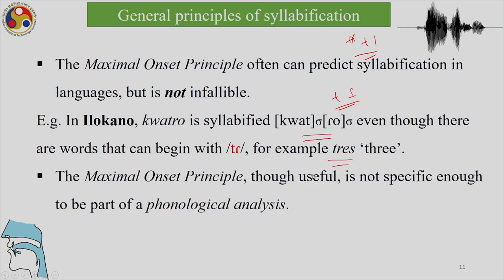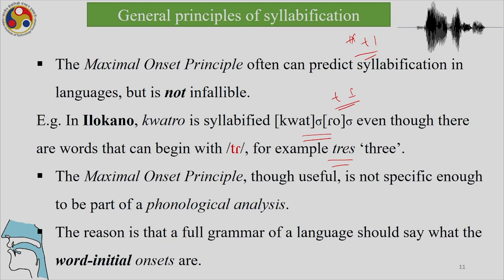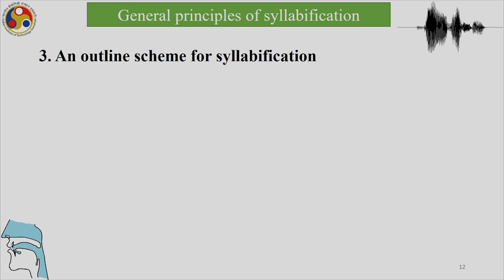The maximal onset principle, though useful, is not specific enough to be part of a phonological analysis. That is the issue with it. It's very useful to show that languages have this preference for maximizing onsets at the cost of not having codas, but it's not a constraint that is very strictly observed, because, as we saw from the Ilocano example, the language, even though it has this cluster, did not satisfy the maximal onset principle. The reason is that a full grammar of a language should say what the word-initial onsets are. And so how do we have a scheme for syllabification?